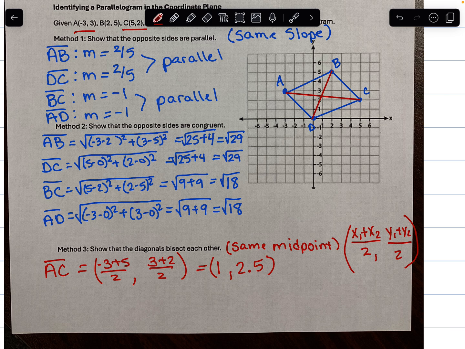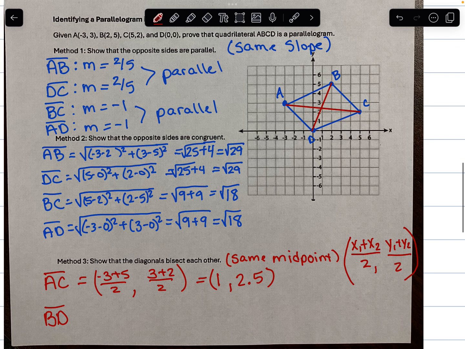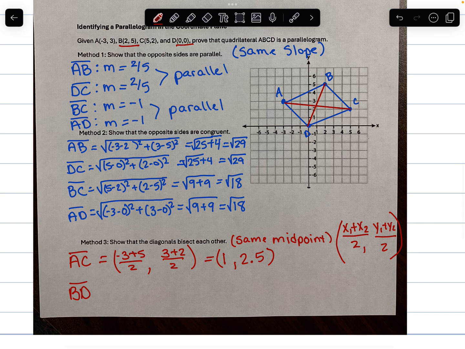Okay, then we're just going to do the same thing. We're going to check this time BD. So for BD, we're using 2, 5, and 0, 0. Okay, so for my x's, I'm adding 2 plus 0, taking half, and then I'm adding 5 plus 0, taking half of those. Everyone knows where you got those numbers, yes? Okay, what's 2 plus 0? Half of 2. 1. 5 plus 0. Half of 5. 2.5. Okay?